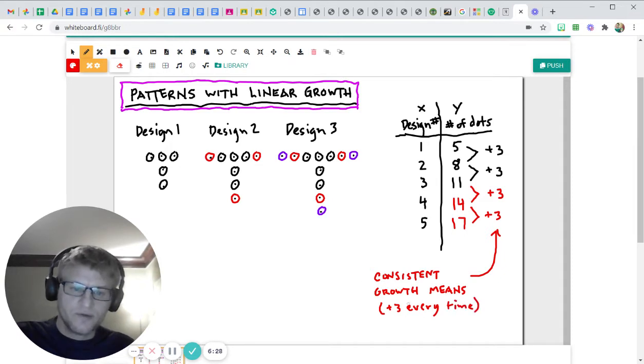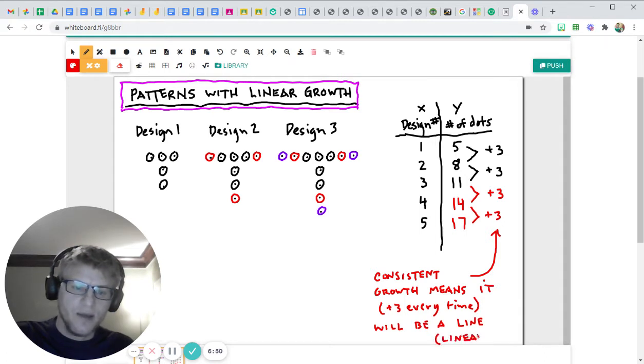So consistent growth right here means it will be a line, right? Simple. And a line means linear. It will be a line, or we can say underneath there, linear, right?